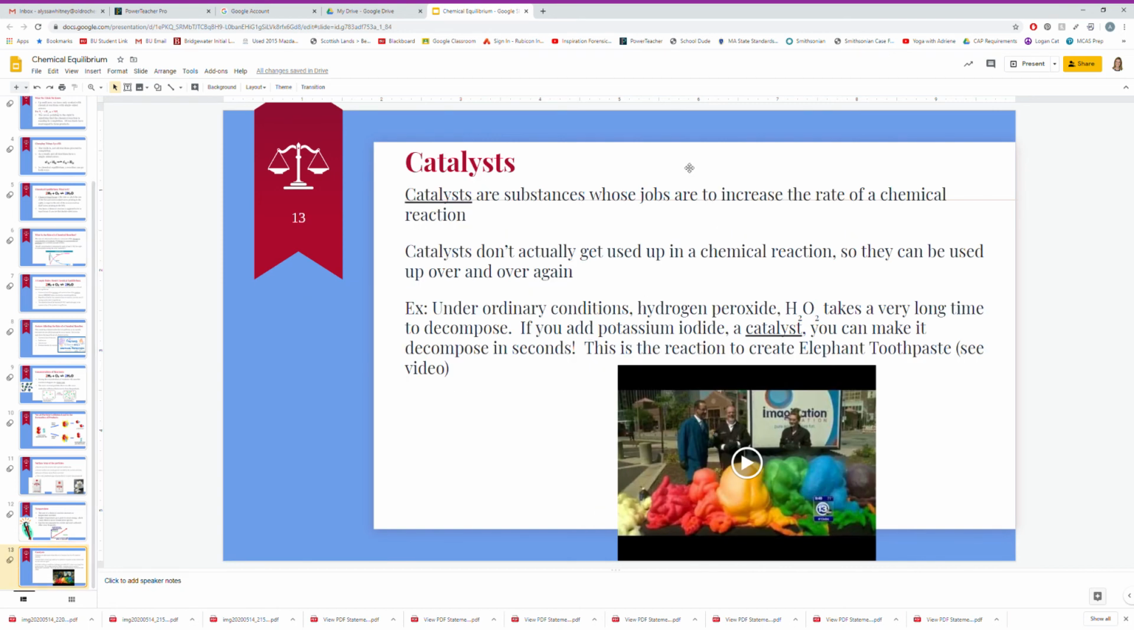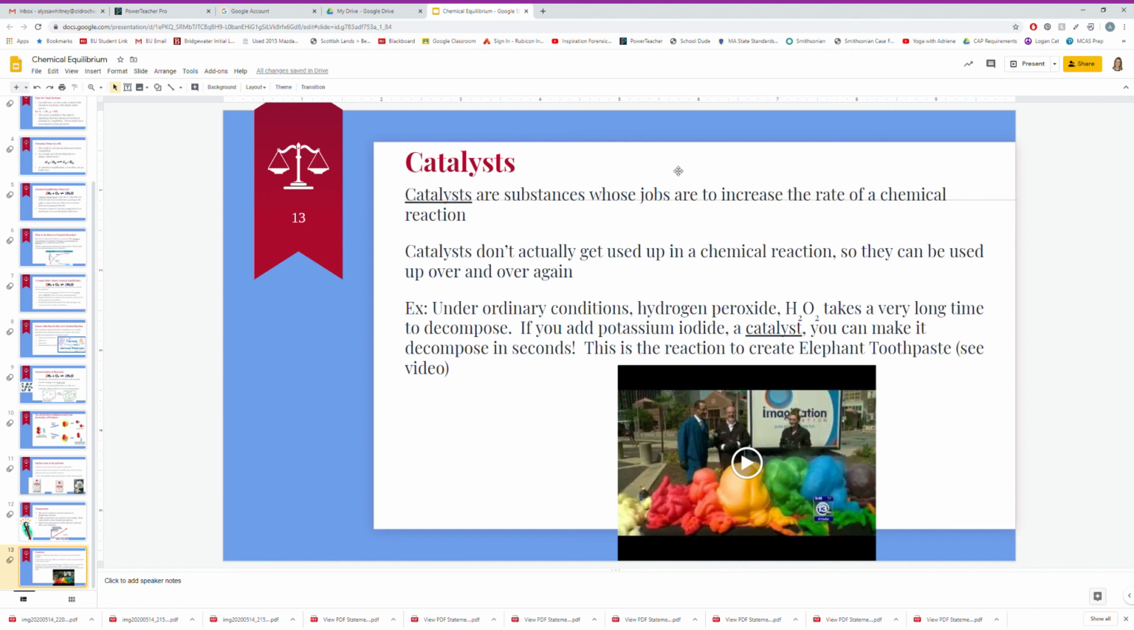Catalyst, you've probably heard the term, like something catalyzes something. Catalysts are substances whose job is to increase the rate of a chemical reaction. So if I add a catalyst to a reaction vessel, it's automatically going to increase the rate of a reaction. Under ordinary conditions, for example, hydrogen peroxide, H2O2, that thing you can find very easily at CVS pharmacy, you put it on cuts, it's a disinfectant.